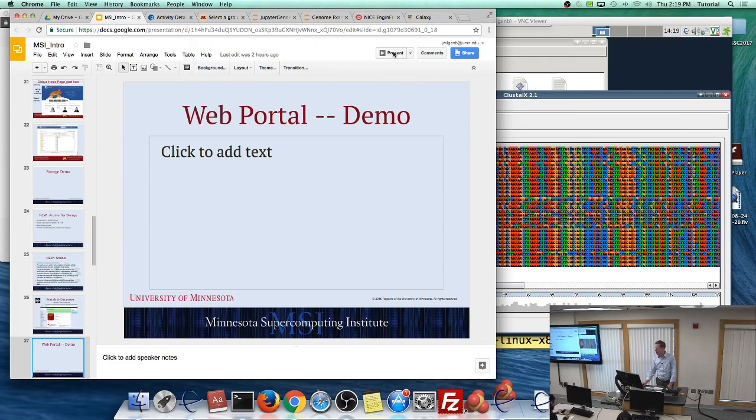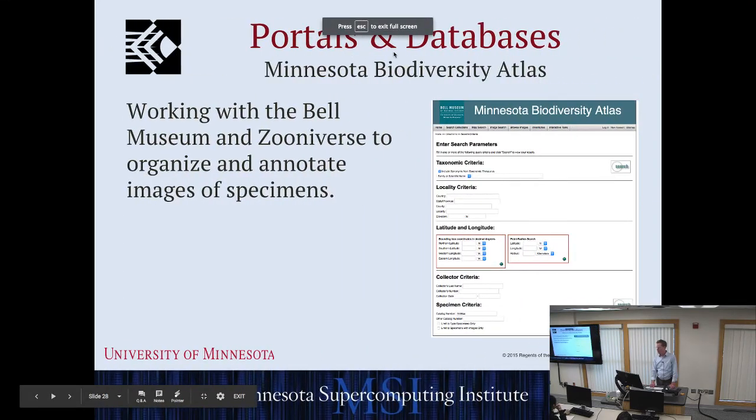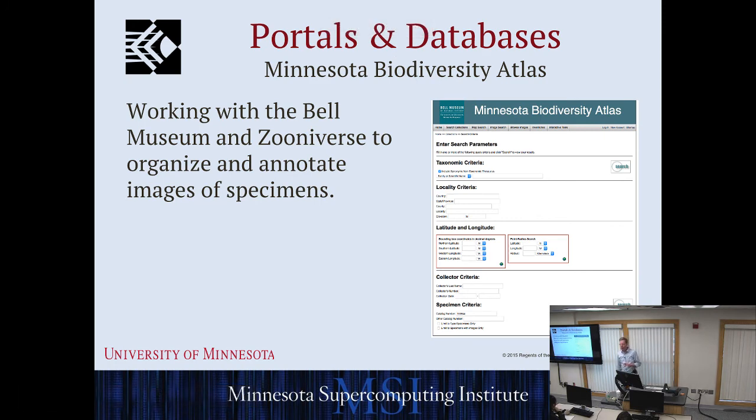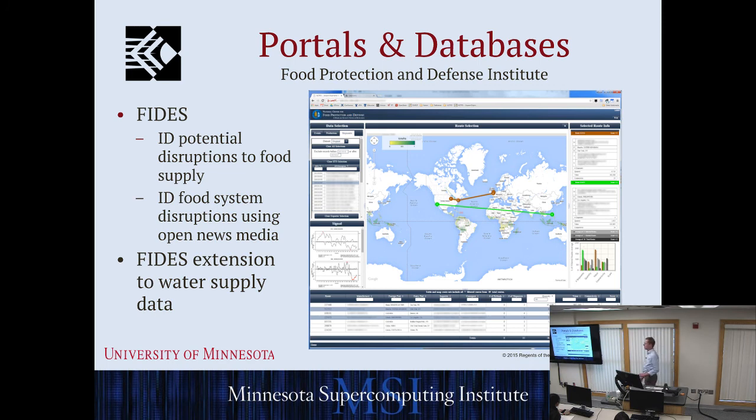All right, let me go back here. And these last couple of examples are pretty much just to let you know that in addition to the services we provide, we do sponsored research. This is an example of an interface for the Bell Museum that was built by some of our staff members. It's a database front end. We have more complicated sorts of front ends that we're creating, like the one for the Food Protection and Defense Institute, where they have a console showing various aspects of our food distribution system and perhaps alerting people to if there are things that might be interrupting important supply components.